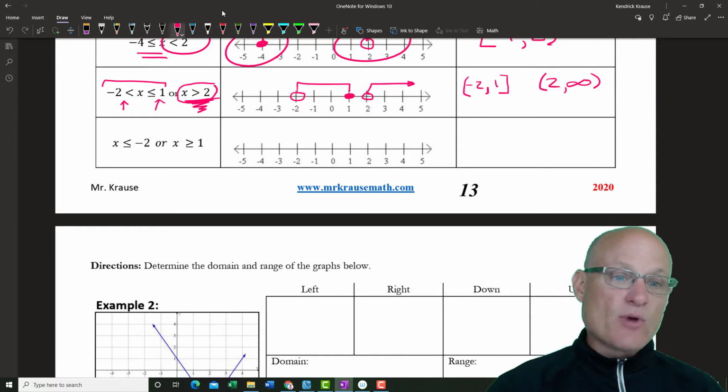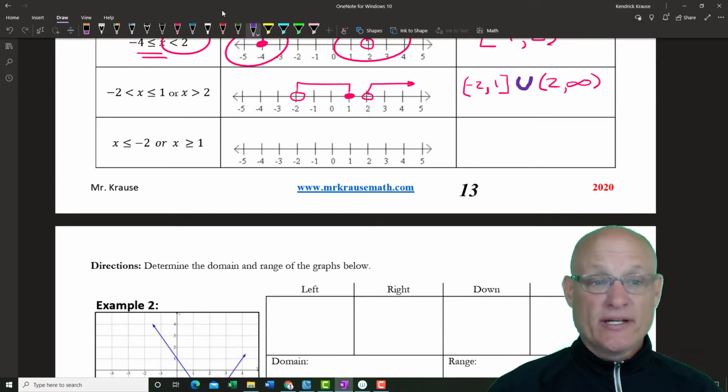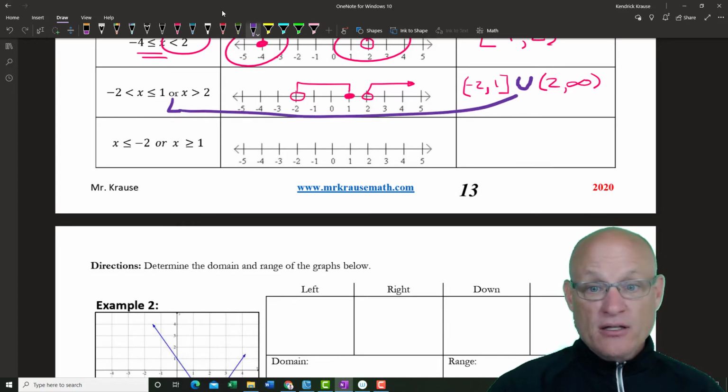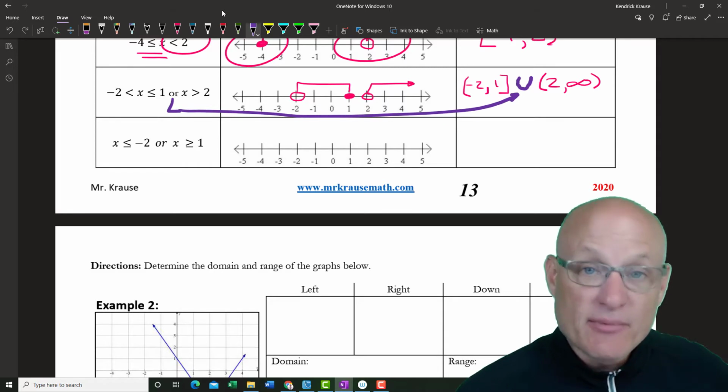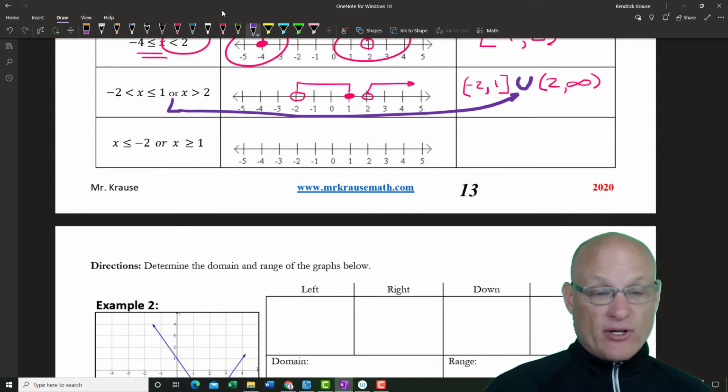Now, you cannot write the word or in here. So, as I look at this word or, in interval notation, the symbol is U. It stands for union. So, this in interval notation is the U. So, anytime you give me interval notation and there's an or in it, you got to give me the U. And this one's going to have one as well.